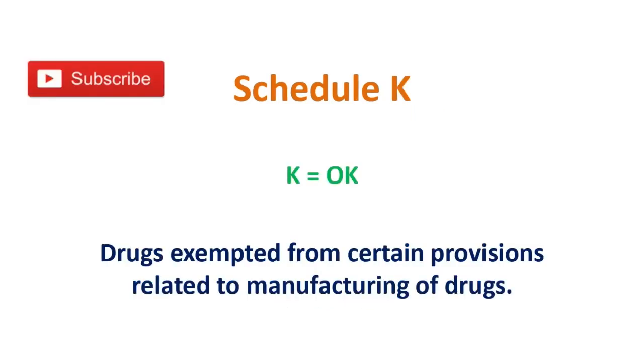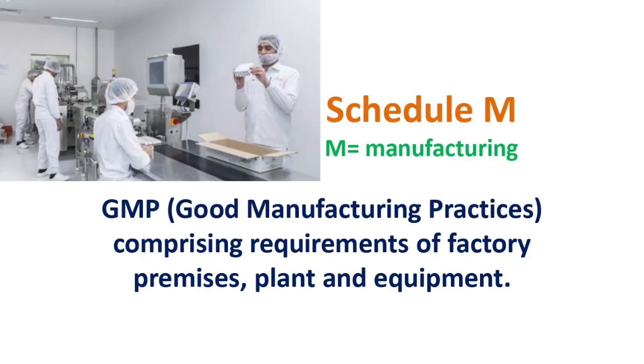Schedule K. K for okay or exempted. It consists of drugs exempted from certain provisions related to manufacturing of drugs. Schedule M. M for manufacturing. It is good manufacturing practices comprising requirements of factory premises, plant and equipment.